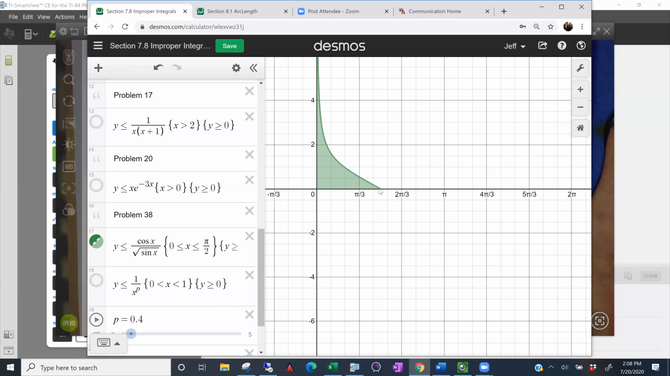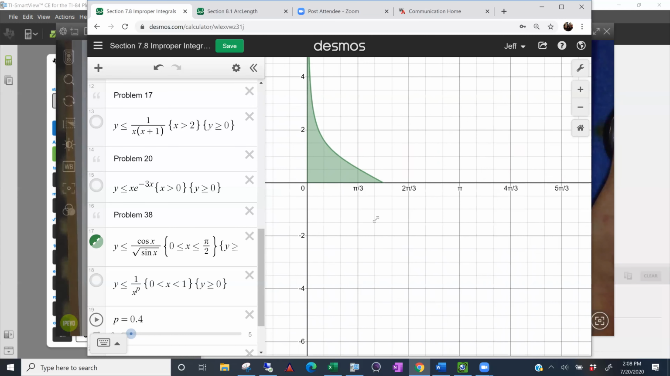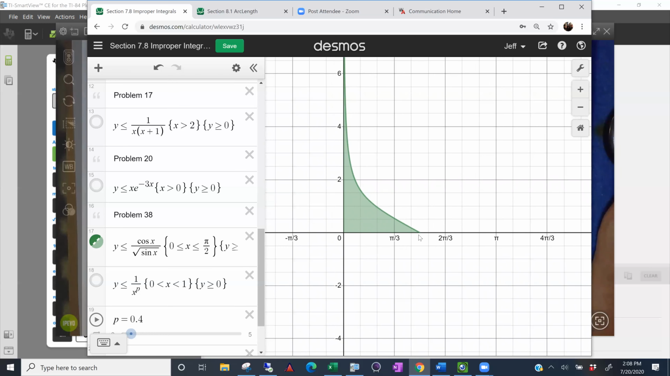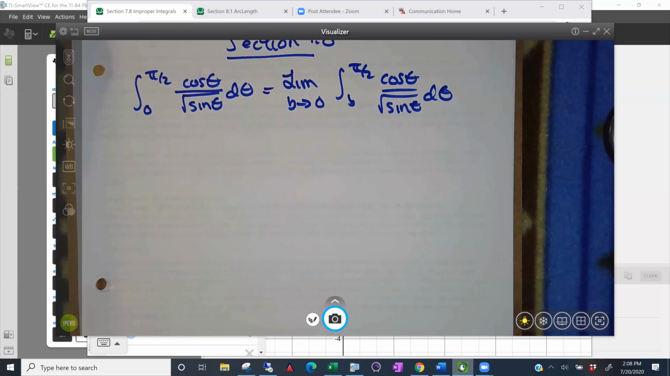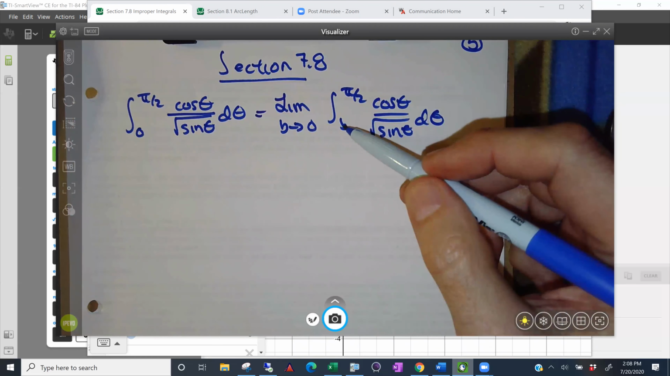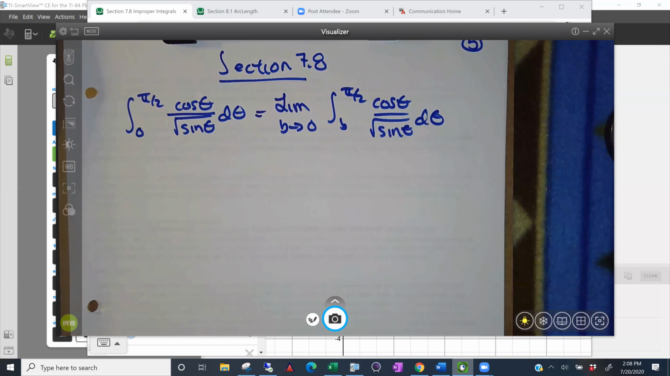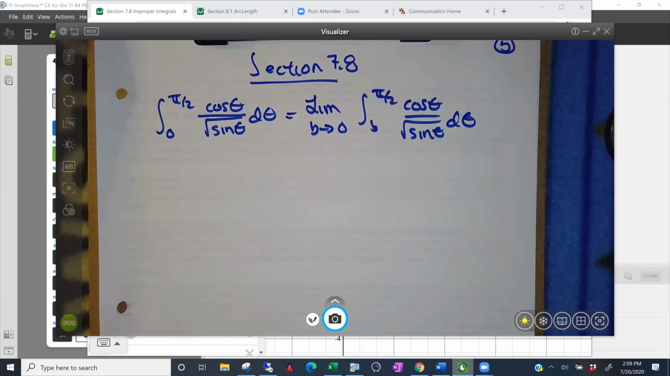I wanted to get the pi over 2 in here for us, but it's not cooperating. Whatever. Let's get back to the actual work here. Now, I put in my lower limit of b, but I need to find an antiderivative here. Well, the good news is that I don't need to do anything really fancy. I can just get by with the u substitution.